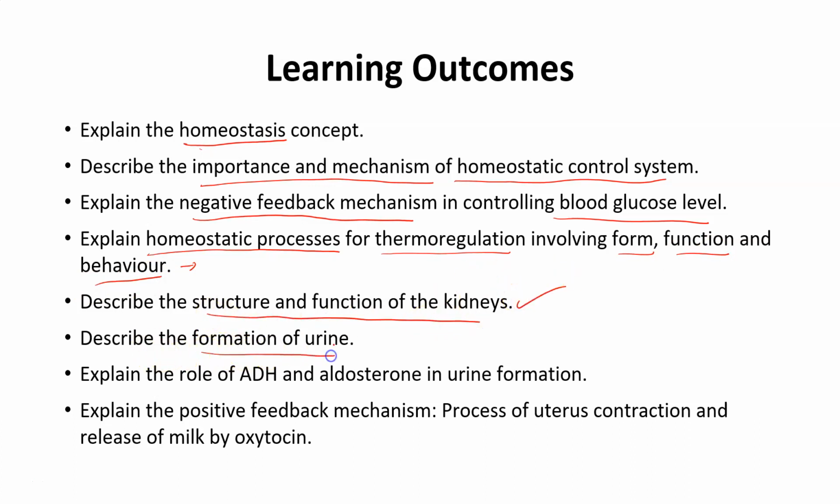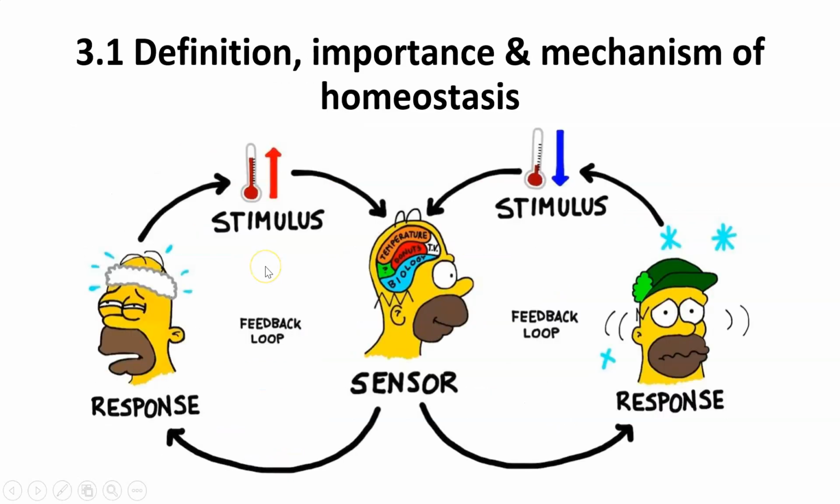Describe formation of urine. Okay, macam ni lah. Yang ni kita dah belajar dah. Macam kidney apa, urine macam mana terbentuk kan. Alright. And then explain the role of ADH and aldosterone in urine formation, and explain the positive feedback mechanism, which is the process of uterus contraction and the release of milk by oxytocin.